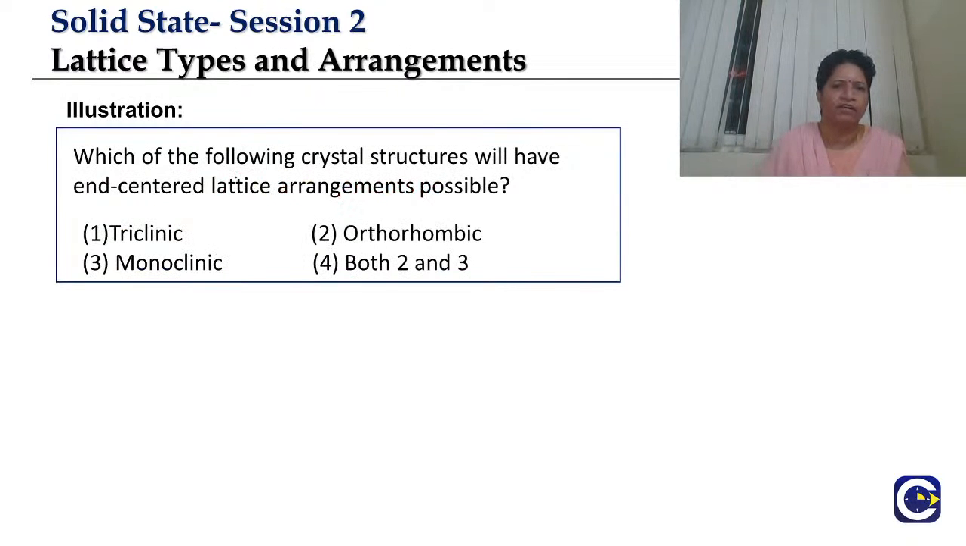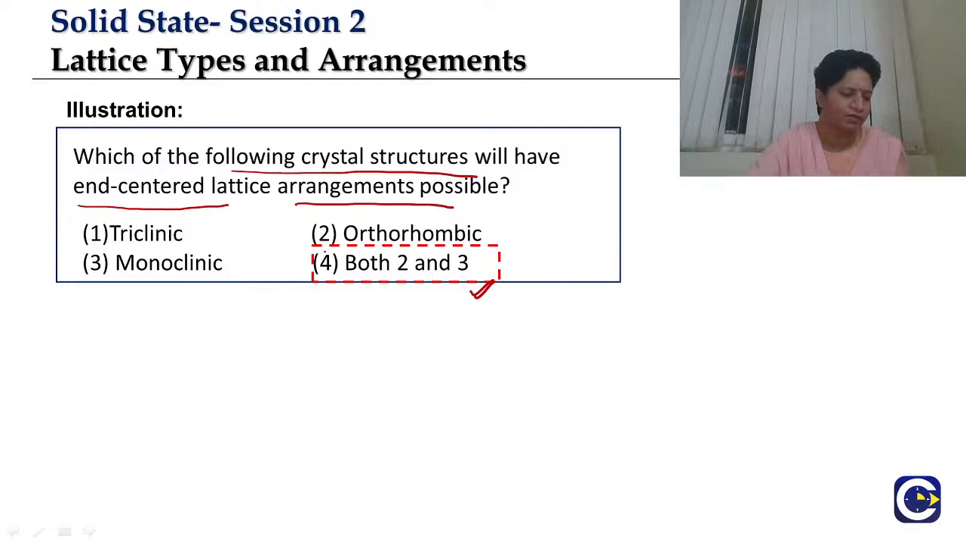Which of the following crystal structures will have end-centered lattice arrangements possible? We have seen that end-centered is when you have the lattice points along two of the opposite faces. Which will have it? Orthorhombic will have it, monoclinic will have it. So it's both 2 and 3. Good.